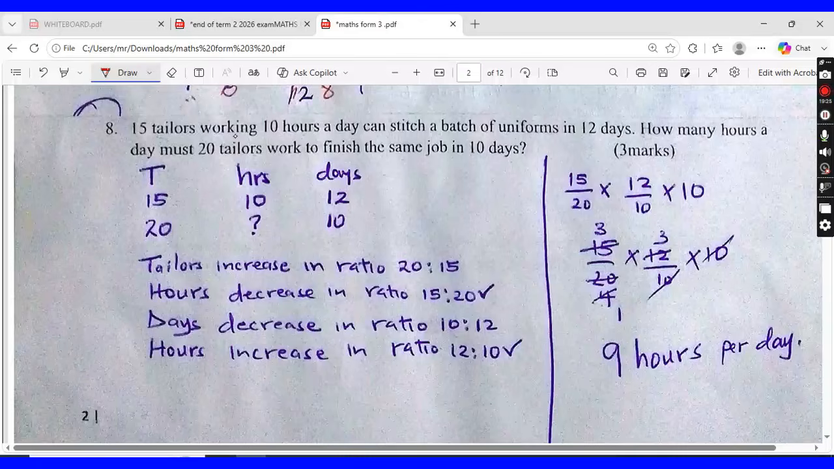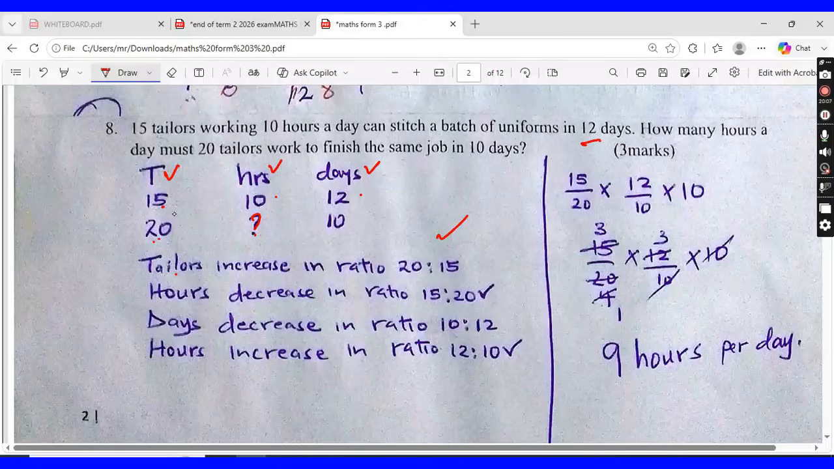15 tailors working 10 hours a day can stitch a batch of uniforms in 12 days. How many hours a day must 12 tailors work to finish the same work? So you write, we have the tailors, we have the hours, and we have the days. So 15 tailors work for 10 hours and they do that work for 12 days. How many hours will 12 tailors work? The question mark is in hours, so we use the ratio formula instead of guessing. Ratio is going to be very perfect for us. So you start by checking the tailors.